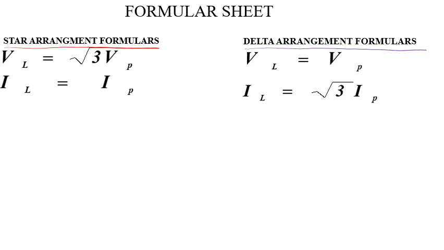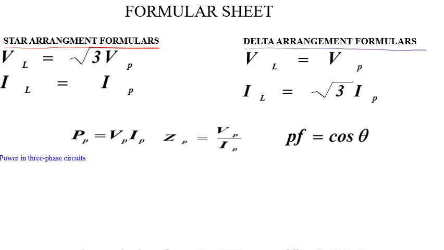And aside from that, these are formulas you also need. These are general formulas. It doesn't matter whether it's delta or star. To calculate the power, you can use these formulas. To calculate the impedance, you can use these formulas. And we already know that the PF is the power factor. PF is equal to cos phi.